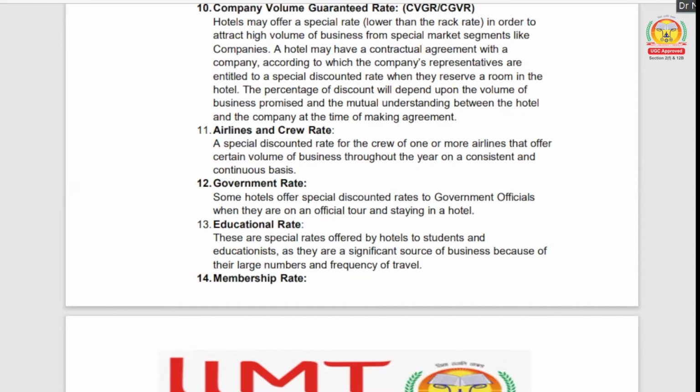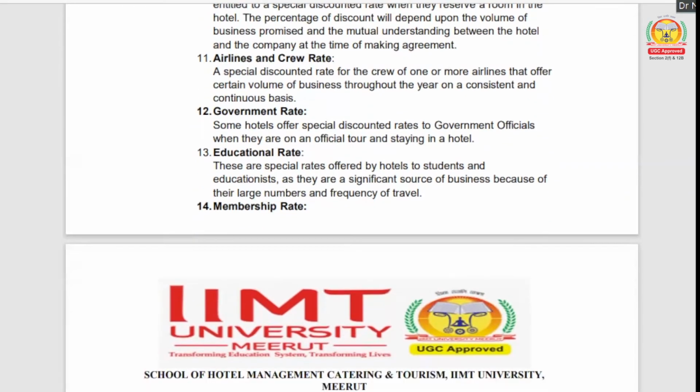We have another one, the 11th one, airline and crew rate, a special discounted rate for the crew of one or more airlines. This is only meant for airlines. The crew of an airline, like air hostess, captain, cabin crew member, all need to fly from one place to another, and they are accommodated according to the flight timings and the destination. So the special discount rate for the crew is for one or more airlines that offer a certain volume of business throughout the year on a consistent and continuous basis.